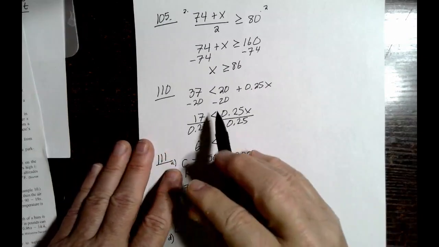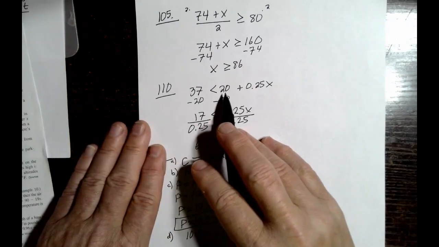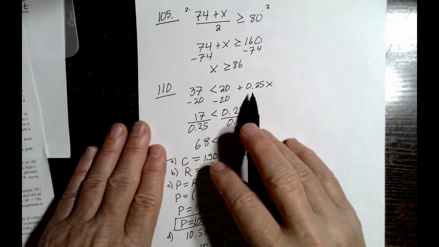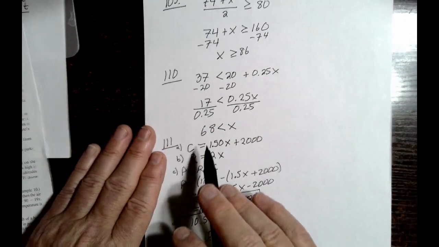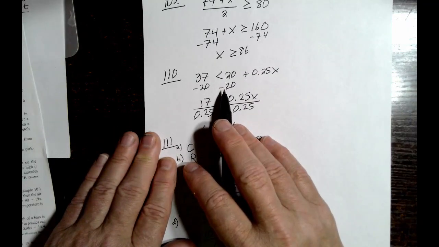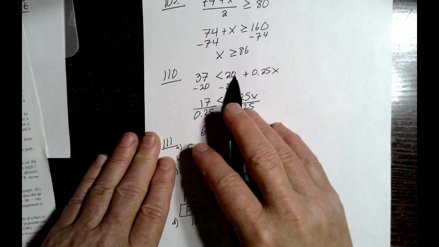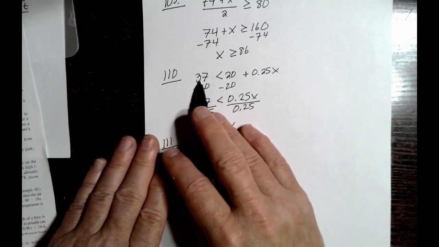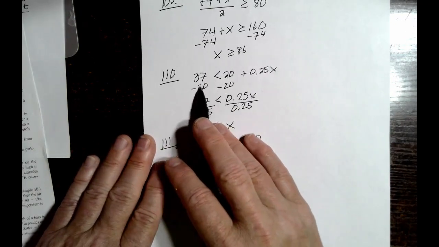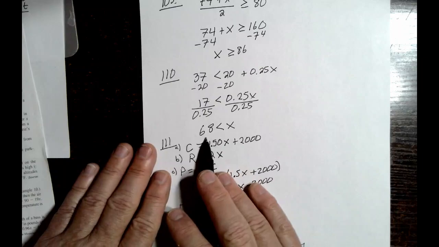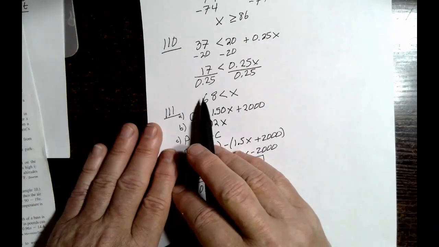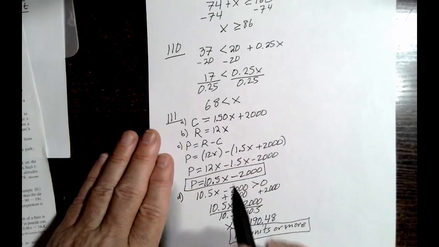110, a car rental charges $20 plus 25 cents per mile, and the other one charges just $37 a day. And so they say, for what mileage is the second a better deal? So for what mileage is this one less than that one? To be a better deal, it's got to be cheaper. So you subtract 20, divide by 0.25, so less than 68 miles, the second agency is a better deal. Okay.